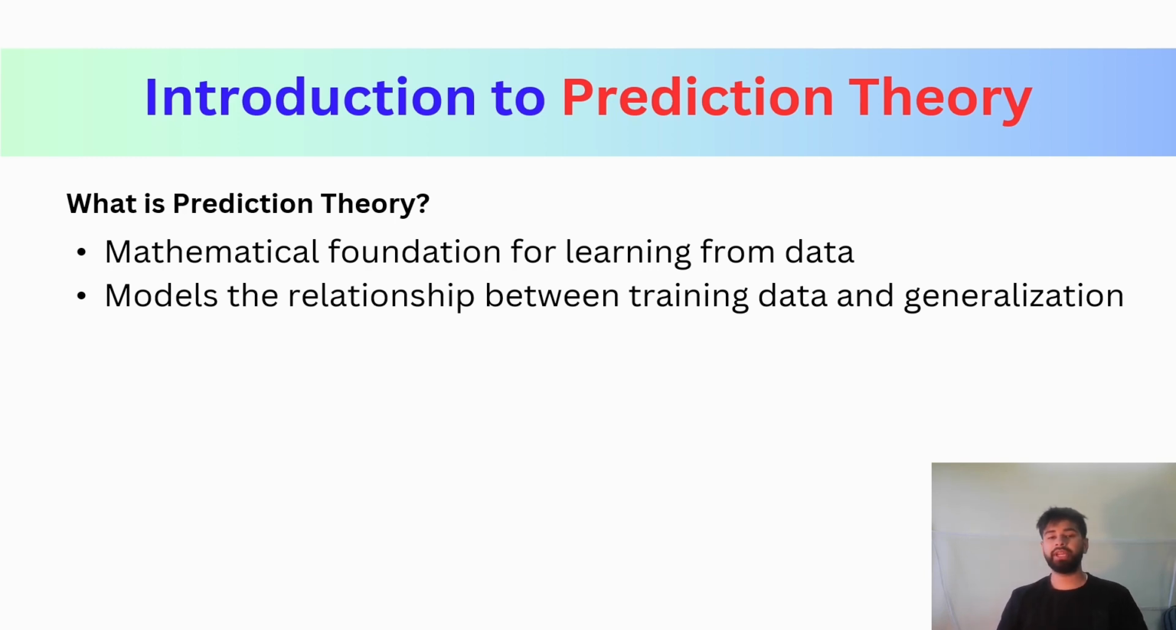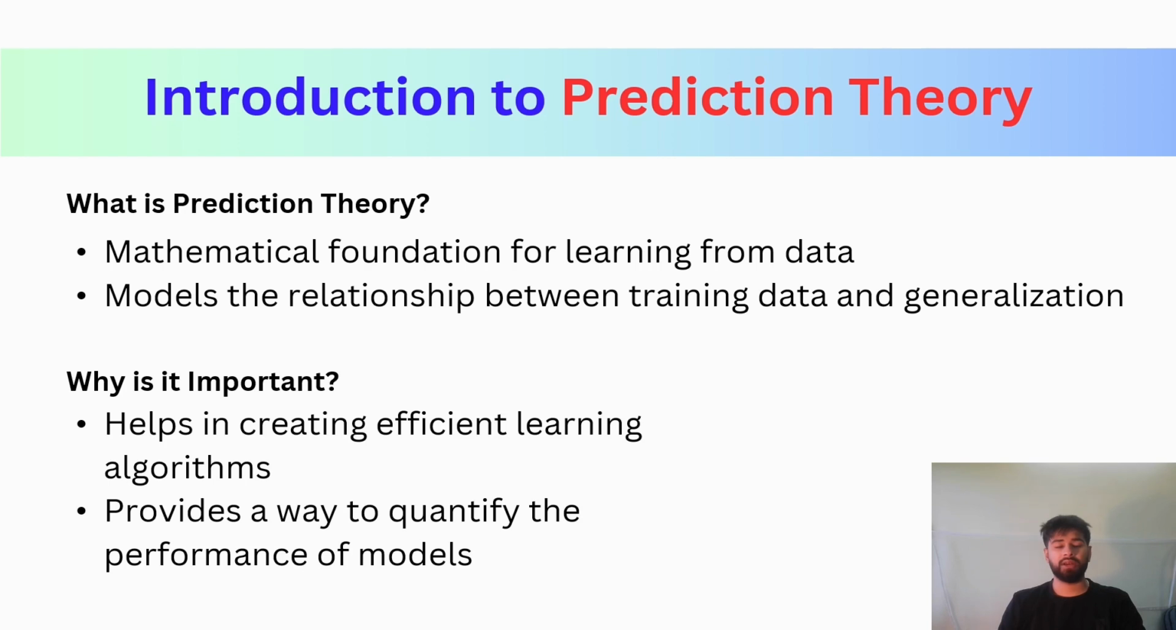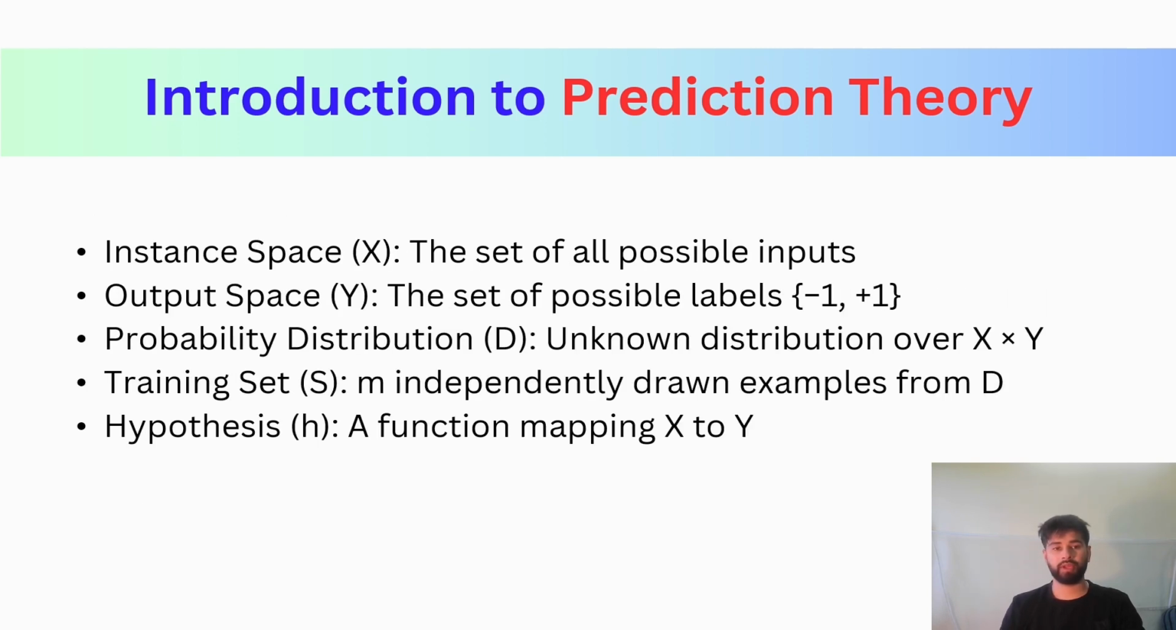So, prediction theory is the mathematical framework that helps us understand how well a model can learn from the data and can make accurate predictions. It's important because it allows us to measure how much training data is needed and how well a model will generalize to new and unseen data. Without prediction theory, we wouldn't have a structured way to evaluate learning algorithms. So, now let's talk about the key components of prediction theory.